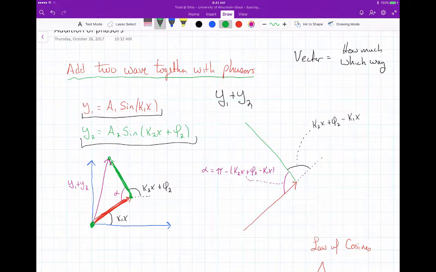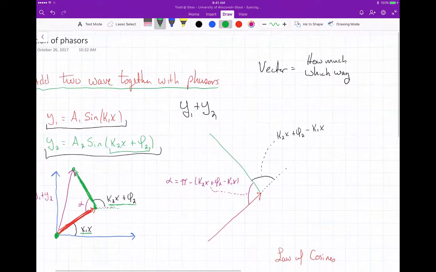So the angle that y1 makes with respect to horizontal is k1x, and for the phasor corresponding to y2, this is the phase angle right there. Notice that I've made this with respect to horizontal, and so I've created a little dotted line in the horizontal direction parallel to the x-axis, and that's how we measure my angle.